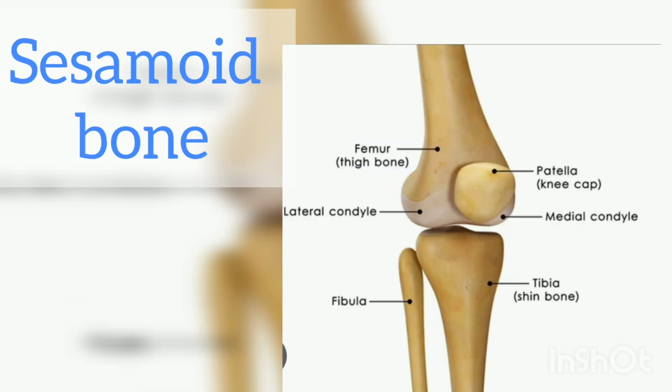Finally, we have the sesamoid bones. These are small bones embedded within tendons, usually near joints. The most familiar example is the patella. Their most important functions include resisting pressure, reducing friction, and changing the direction of muscle pull.